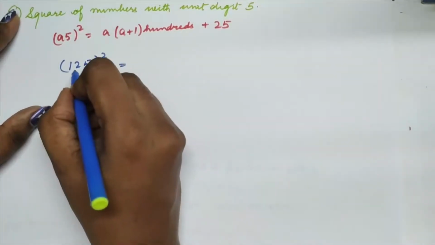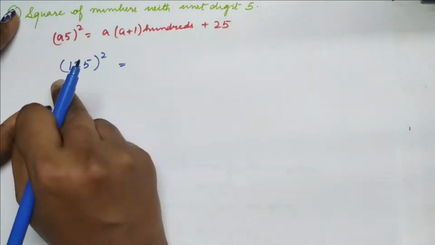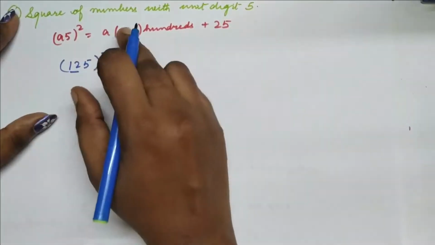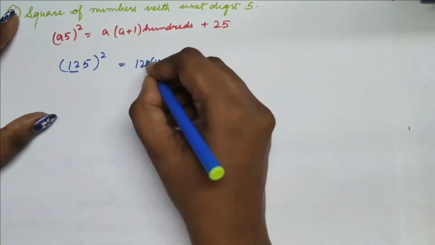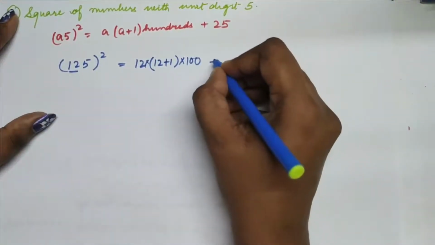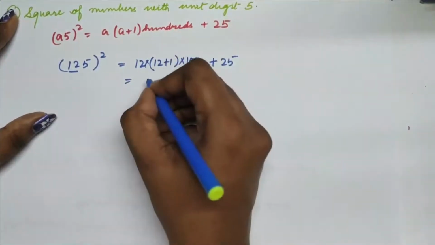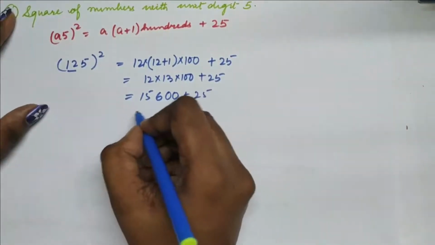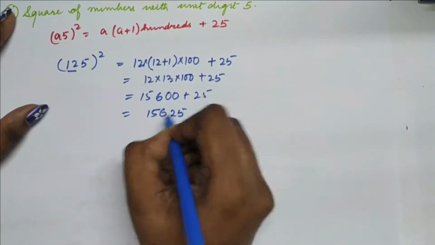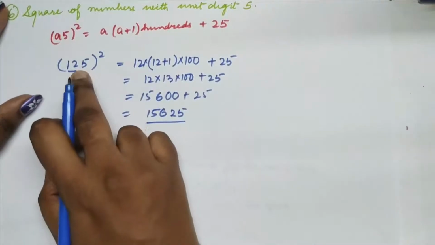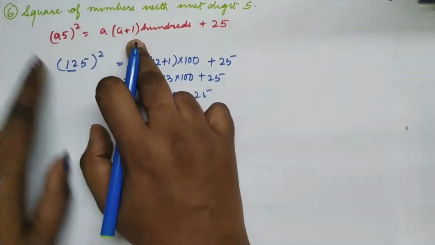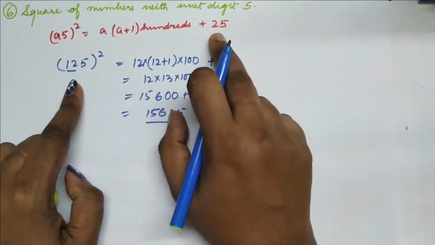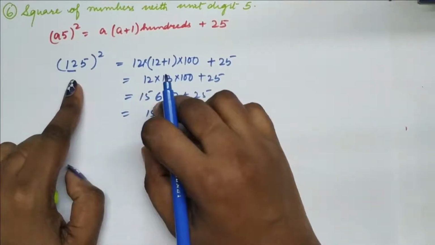So how can you do it? Now you see, whatever number remains except that last unit digit is taken as a. So here a is 12. It is going to be multiplied with 12 plus 1, a plus 1, into 100, plus 25 always, because 5 is there, it is going to be 25. So 12 into 13 into 100 plus 25. 15,600 plus 25, that is 15625. So whenever we have a number with the unit digit as 5, you can go for a into a plus 1 hundreds plus 25, leaving that unit digit 5 and taking whatever is remaining as a. So you can easily solve the value and get the answer.